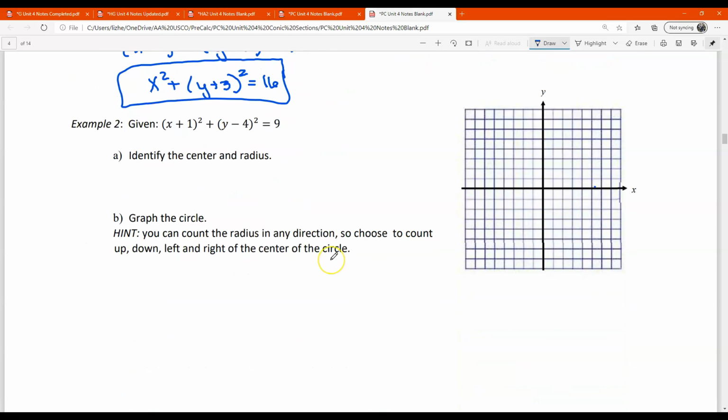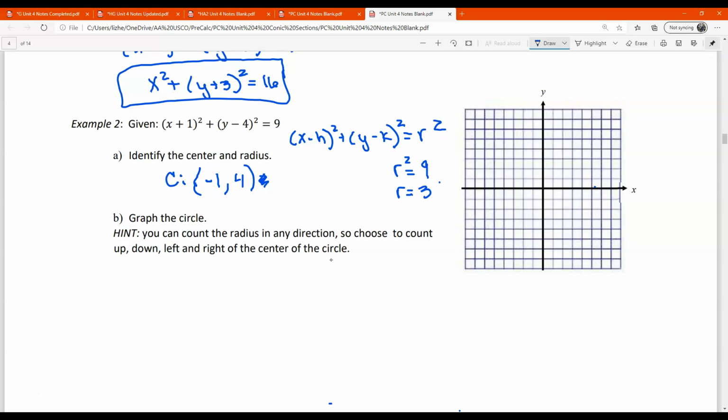Example 2. We're given this equation. Identify the center and radius. So again, if you write down your equation of a circle and you compare that, you can come up with the center. Here it's a minus h, here we have a plus 1, so therefore this has to be a negative 1 for h. And again, comparing your k's, we have a positive 4 for k. And then the radius, r squared equals 9, so the radius is 3.